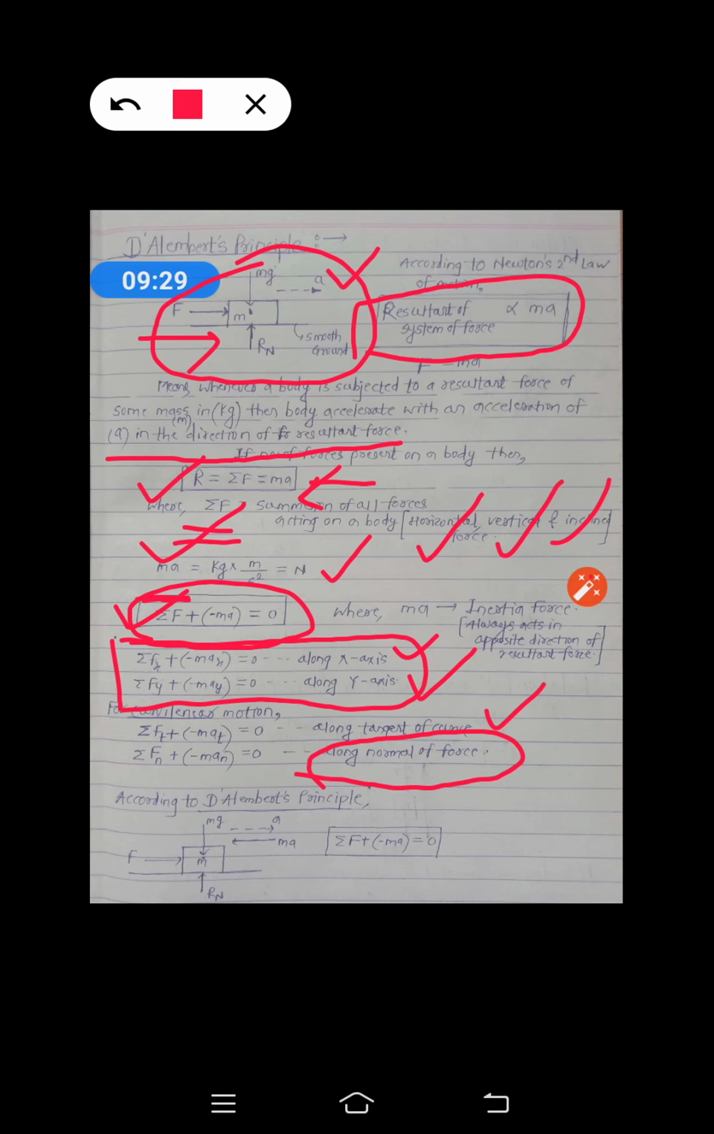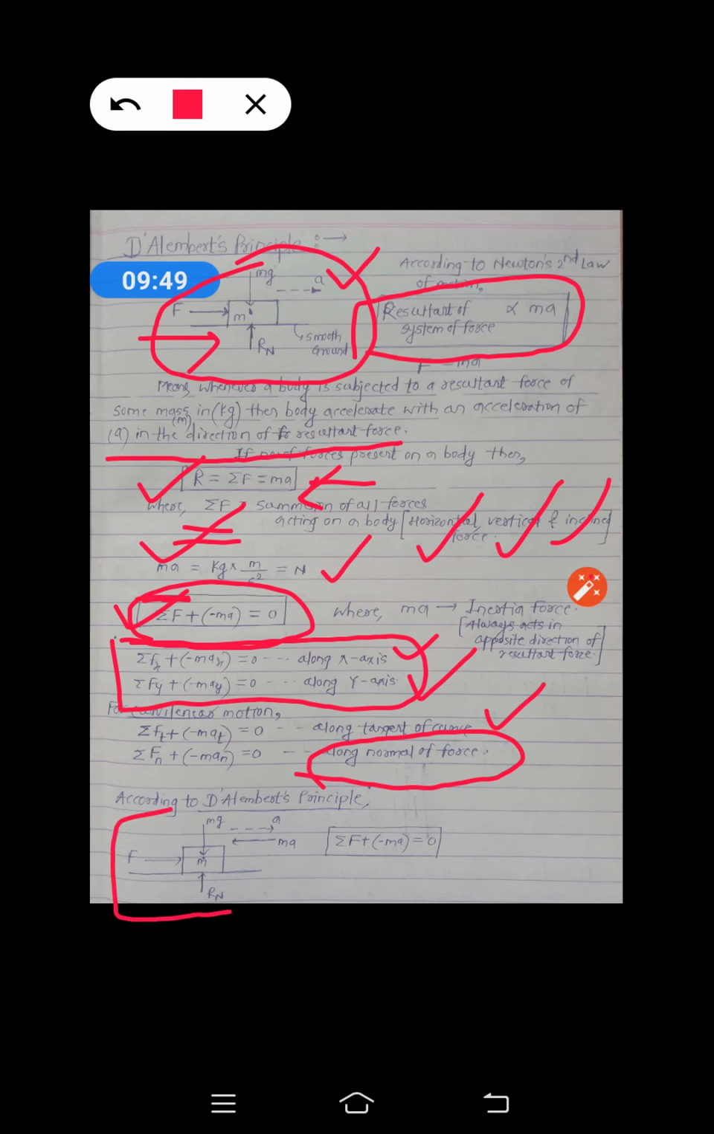So now let us concentrate on our main point, that is D'Alembert's principle. What does D'Alembert's principle say? See here, according to D'Alembert's principle, summation of F plus, in bracket, minus ma is equal to 0.